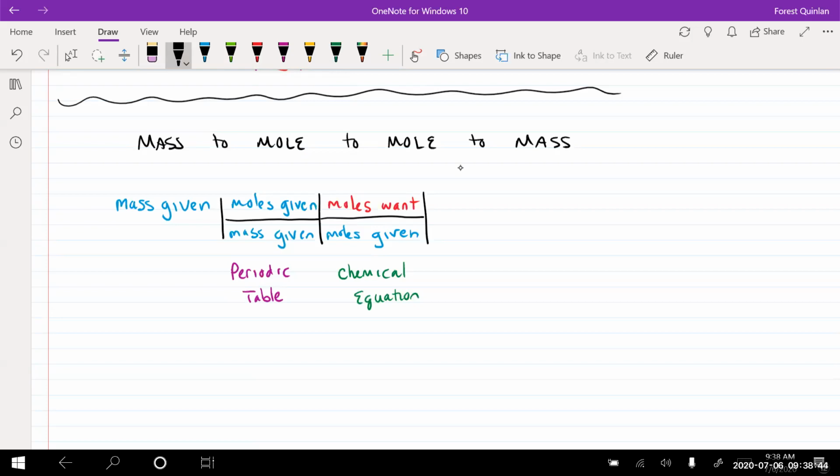All we have to do now is get back out to the mass that we want. So we'll go from the moles of what we want to the mass. And again, to do this, we will go back to the periodic table.